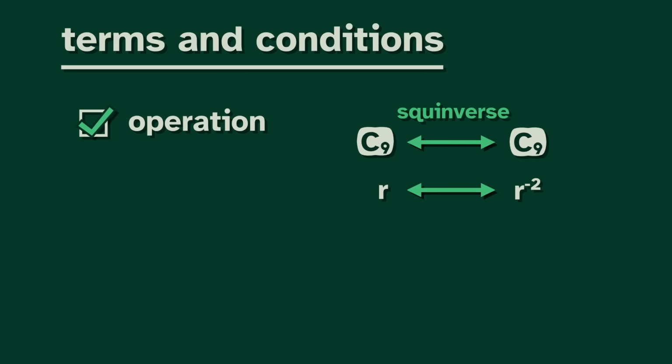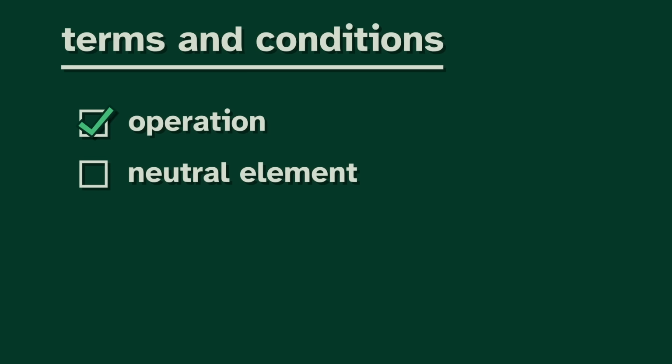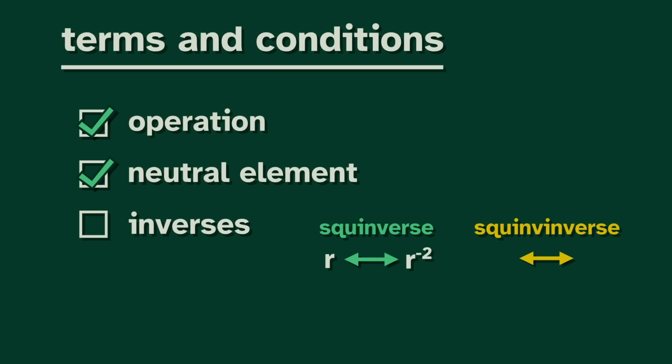So we do have an operation. The next condition is that we need a neutral element. That's the Einheitomorphism. Exactly. Easy peasy, nauseous beetle. Nauseous beetle? Lennon's queasy. Ugh, what's the next condition? Inverses. Every automorphism needs an inverse, like the squinverse needs a squinvinverse.